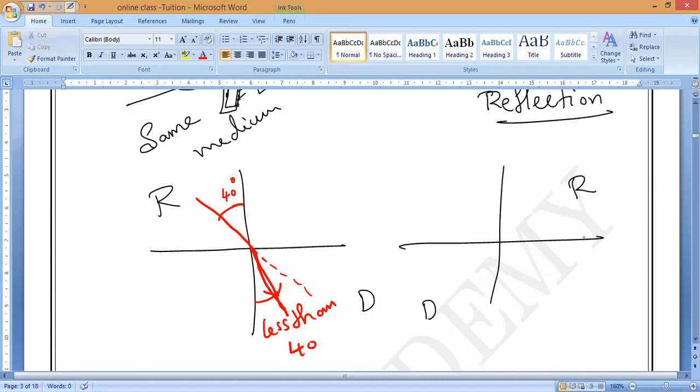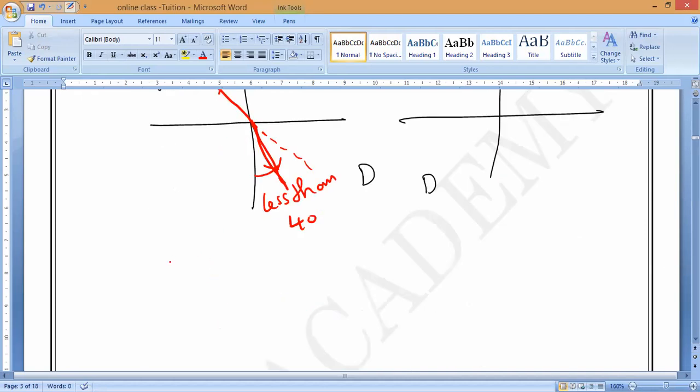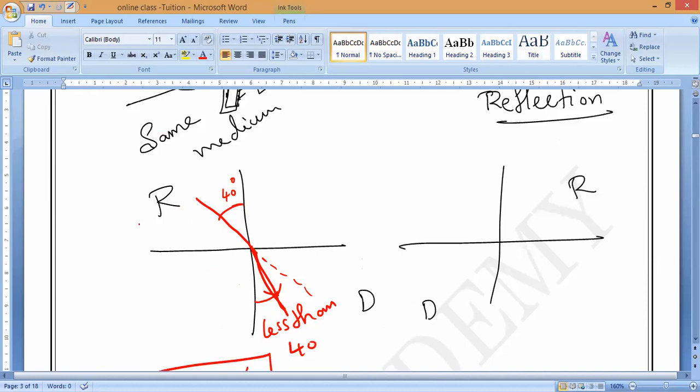Okay, sir. Always, the angle of incidence must be what? Greater than the angle of refraction. This is what we have studied, when the light is entering from which medium to which medium? From rarer medium to denser medium. Anybody having any doubt in this?